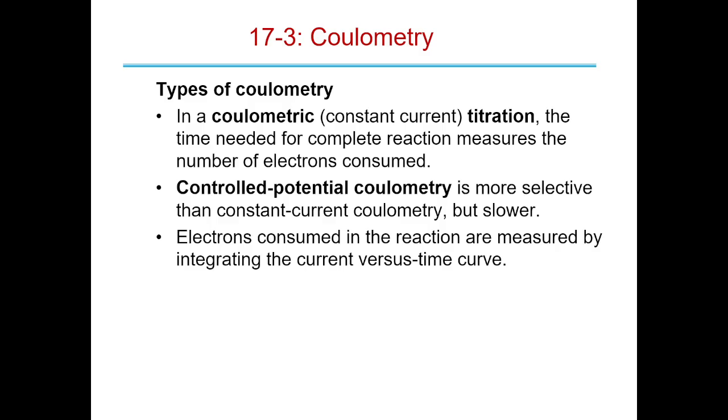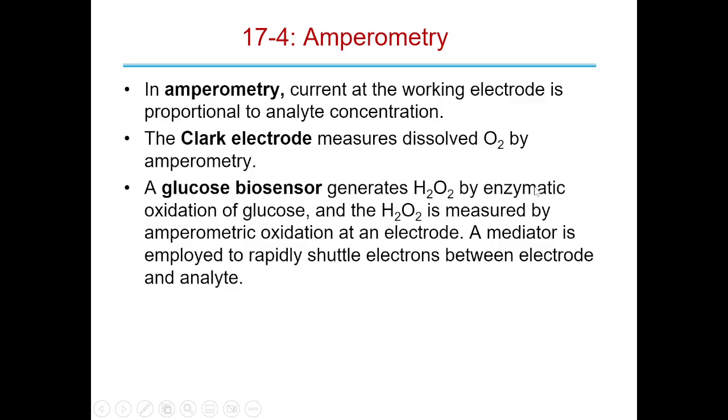That making more sense? I know it's an abstraction, but I think it's a helpful abstraction. So electrons consumed in the reaction are going to be measured by integrating the current versus time curve. So, amperometry. I always have trouble saying this. Amperometry. There we go. In amperometry, current at the working electrode is going to be proportional to the analyte concentration. So the Clark electrode is going to measure dissolved O2 by amperometry. This is a famous example of amperometry, the Clark electrode.